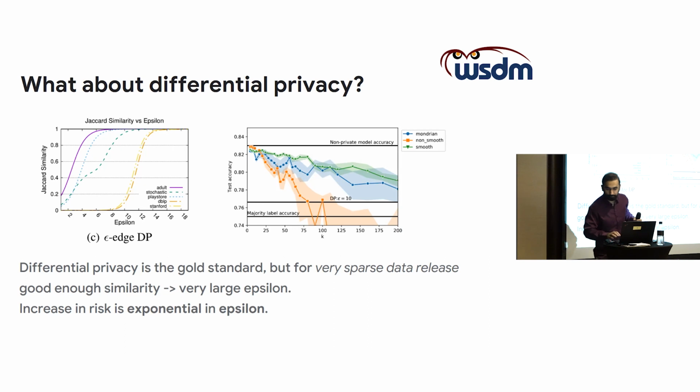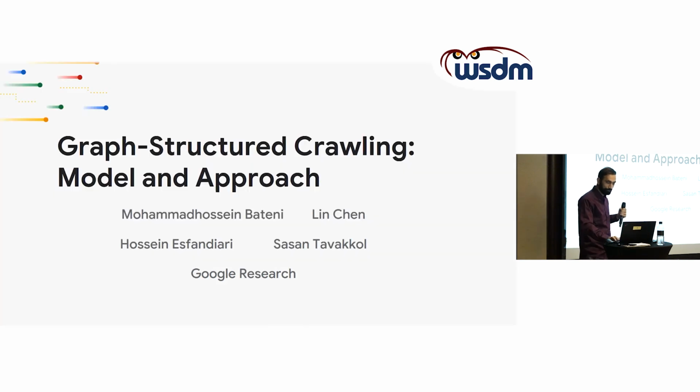and we are doing better than this particular famous previous work. Okay, I used a couple of minutes to talk about the other paper. Graph structured crawling models and application. This is a joint work with Mohammad Hossein Bateni, Lin Chen, myself, and Sasan Tawakkol, and we are all from Google Research.